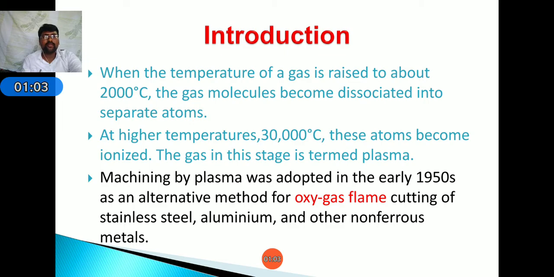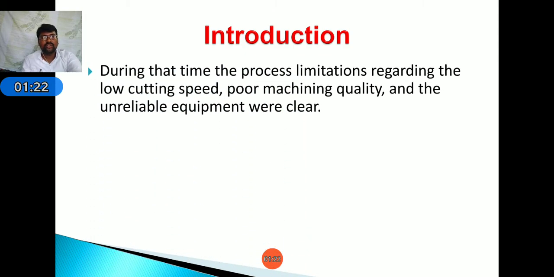Machining by plasma gas was adopted in the 1950s as an alternative method for oxy gas flame cutting of stainless steel, aluminum, and other non-ferrous metals. During this time, the process limitations regarding low cutting speed, poor machining quality, and unreliable equipment were clear.